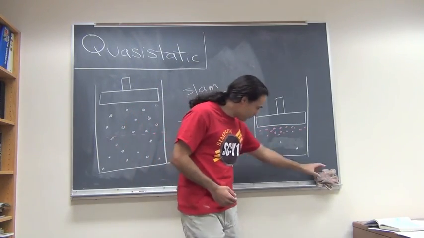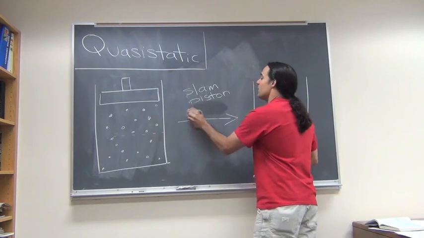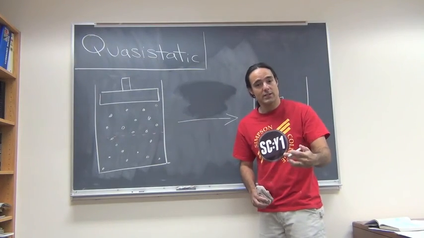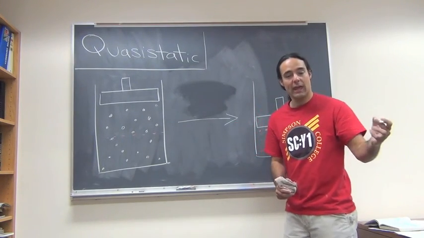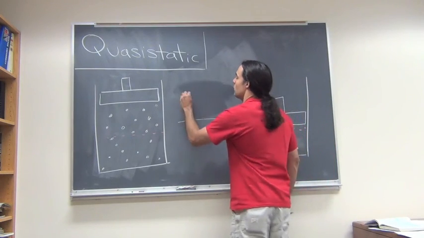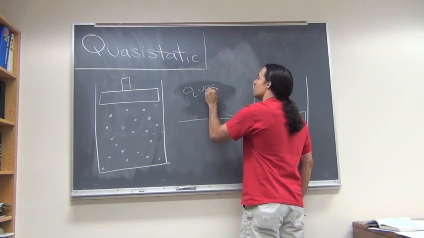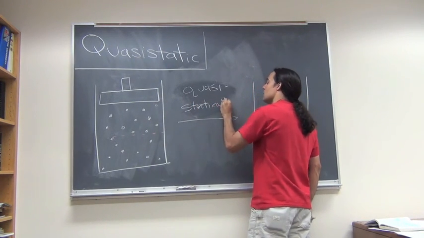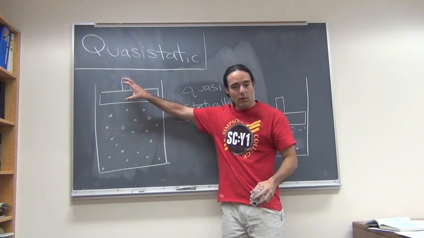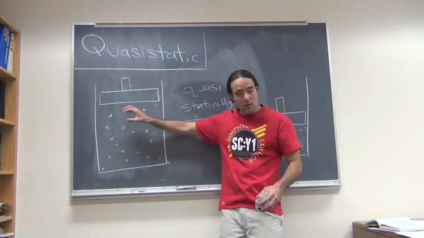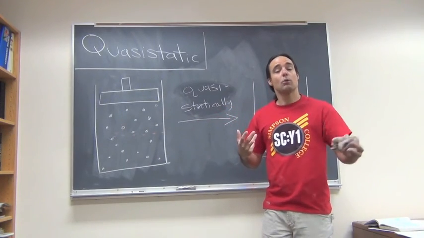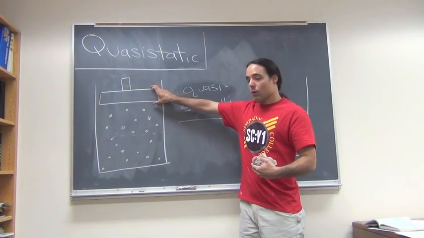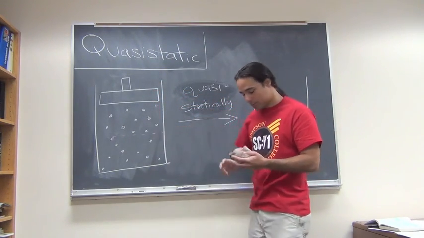So what we want to do is rather than slam the piston down, we want to move it down very, very slowly. Almost so slow that you can't even tell that it's not in equilibrium. We want to move it down quasi-statically, which just means I'm just very slowly moving the piston down. I don't move it down so quickly that the system can't always pretty much be in equilibrium. So we're always pretty much in equilibrium, slowly moving it down.